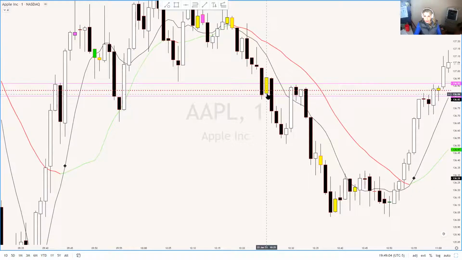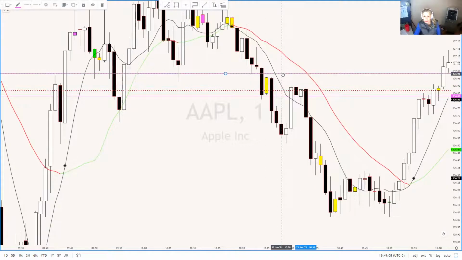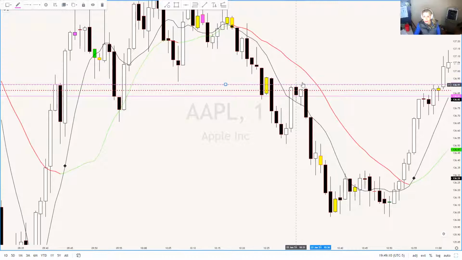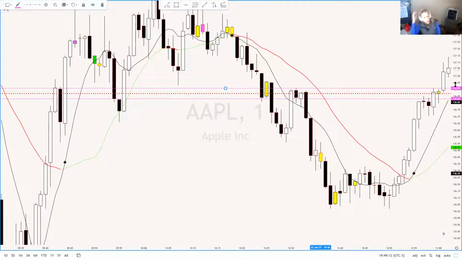Your entry was right here on the failure of this candle, and then it comes all the way back, but it doesn't take your stop out, right? Remember, your stop is right there. So though it didn't take your stop out, it would have probably eaten any profit that you had. So you're going to need an add in order for this thing to go your way.